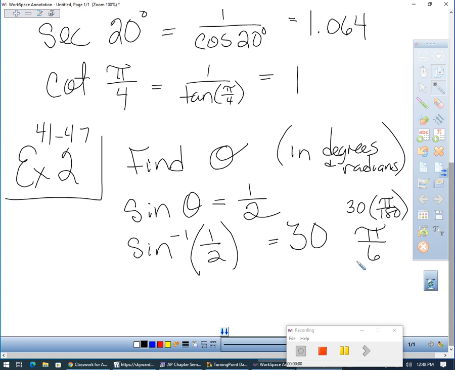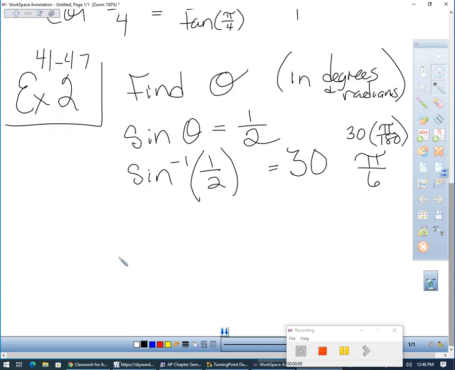Okay, let's do another one. How about, let's do the cosine theta equals square root 2 over 2. So you should already be in degrees.